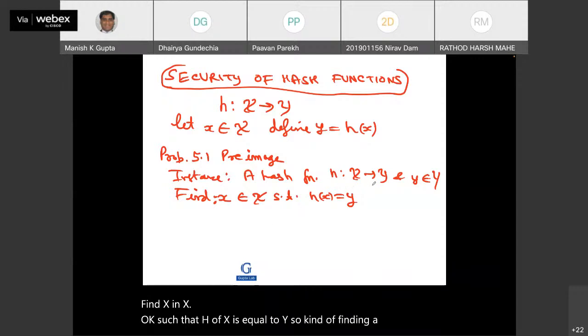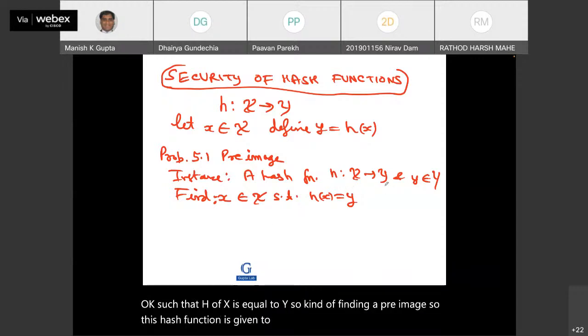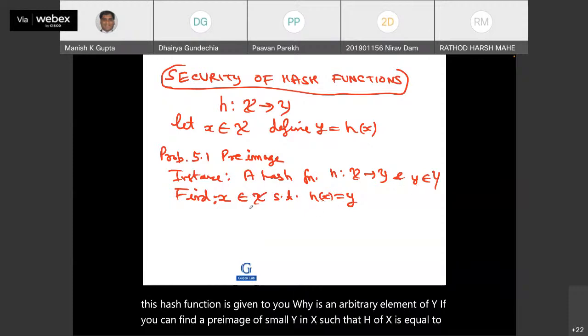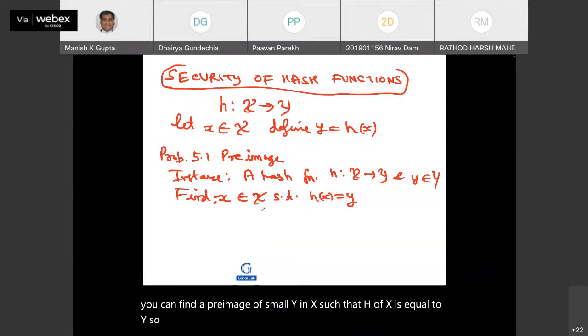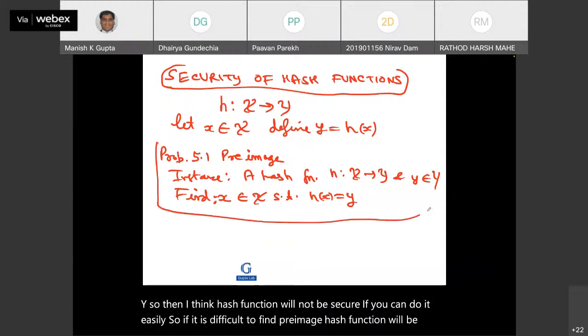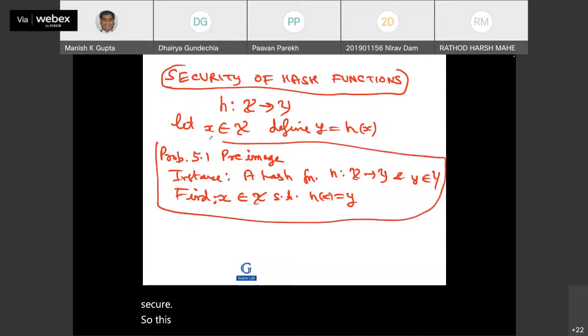So this hash function is given to you, and y is an arbitrary element of Y. If you can find a preimage of y in X such that h(x) equals y, then I think the hash function will not be secure if you can do it easily. If it is difficult to find a preimage, the hash function will be secure. So this is one problem.